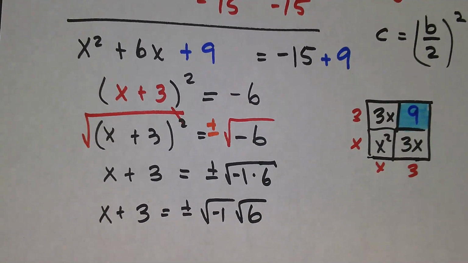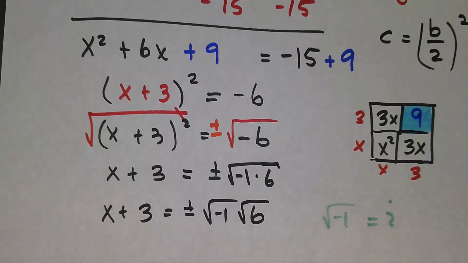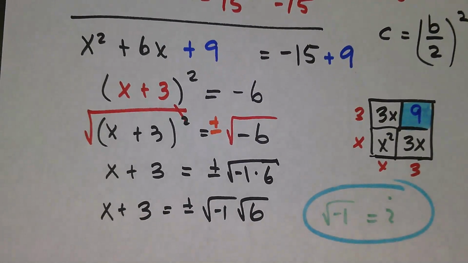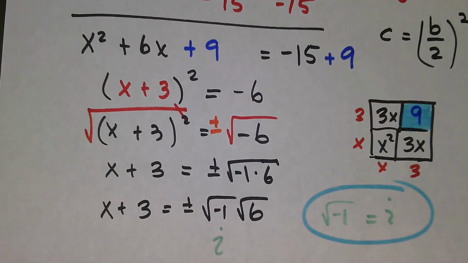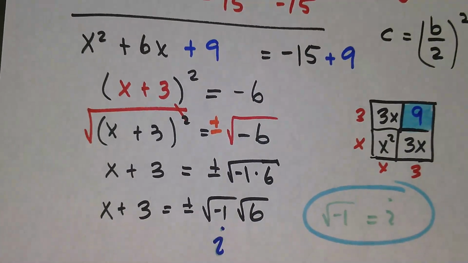One thing that we need to always keep in mind is that the square root of negative 1 is our imaginary number. So that's really important. Anytime we get a square root of a negative, we're going to replace it with i. So this right here is going to become i. It's kind of a light color. I'll darken that up a little bit. It's an italicized i.